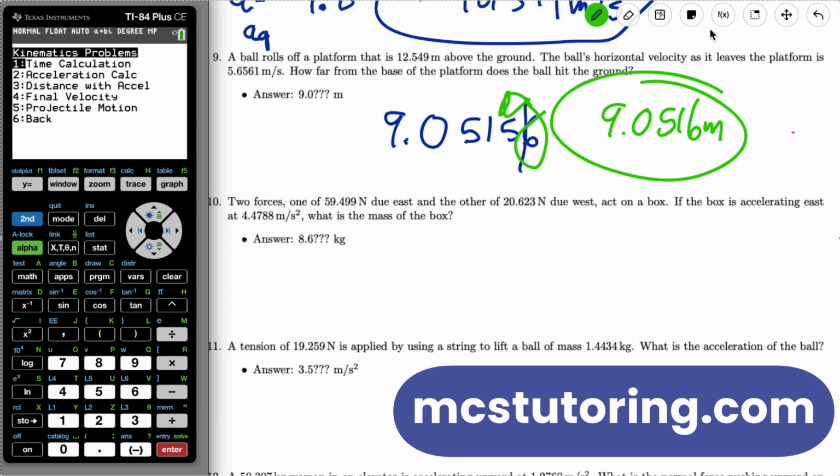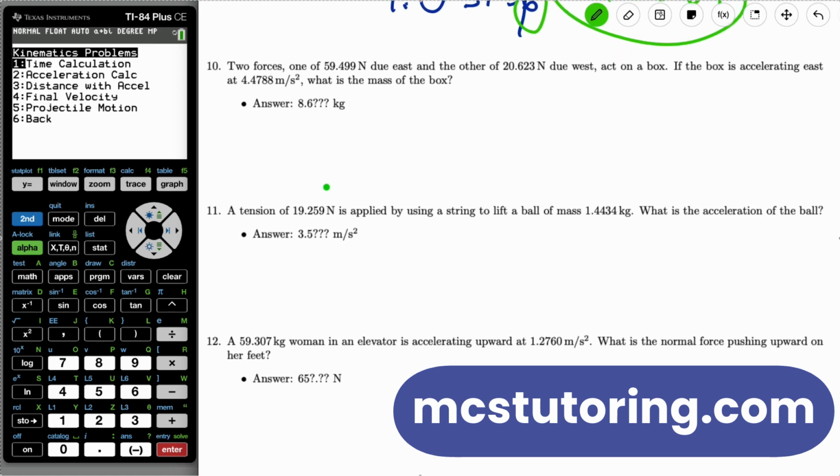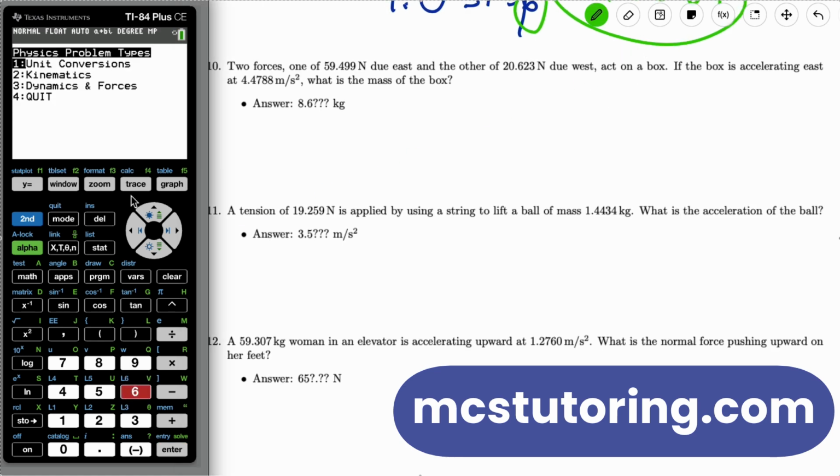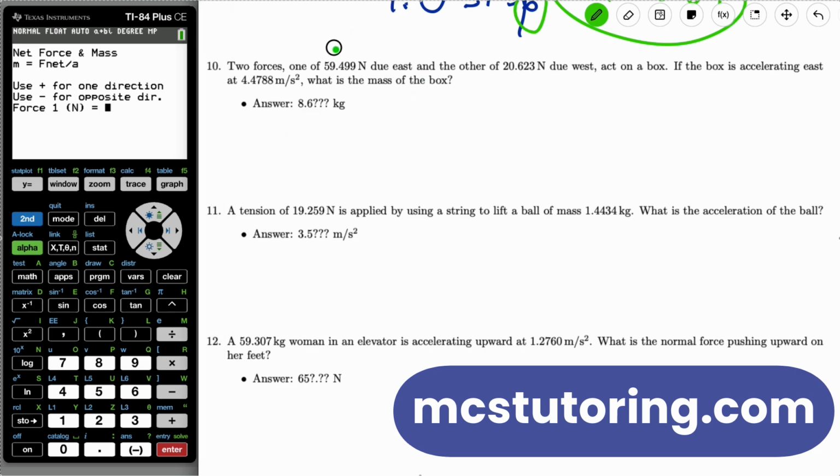Okay. Now, number 10. Now we're back to normal stuff here. This is going to be dynamics and forces because we've got forces acting against each other. What is the mass of the box? That's going to be net force and mass here. So look, force 1. This is going to be positive. Going east. Going east is positive.